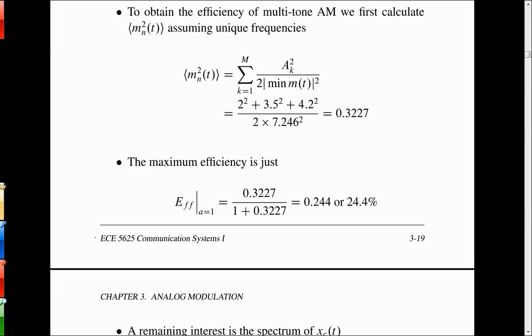So in here, this is the calculation for the power of the normalized message when you have multiple sinusoids. I get the power of the normalized sinusoids through their amplitude squared over 2, but then I normalize by that minimum value squared. And then that enters the previous calculations that we used.